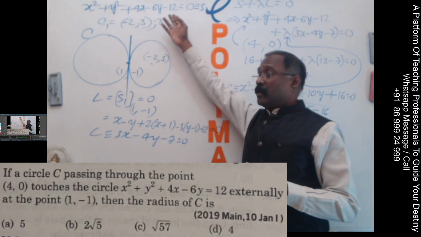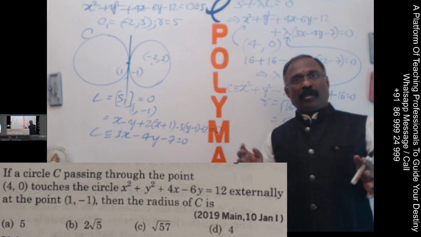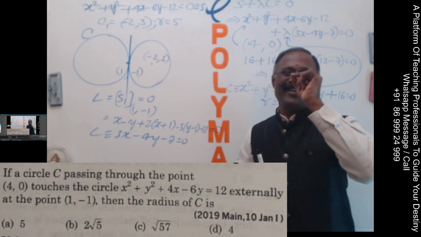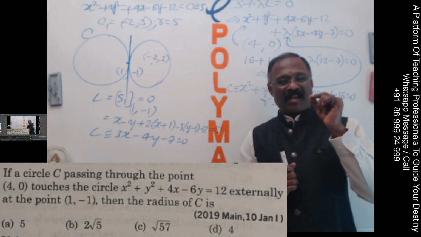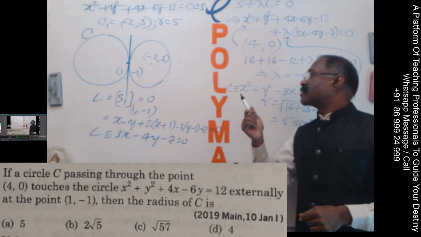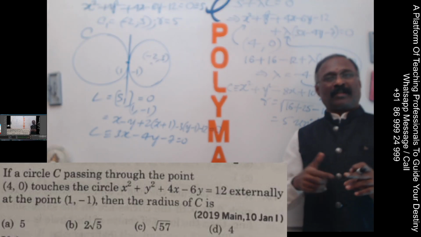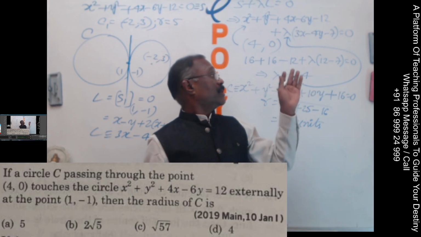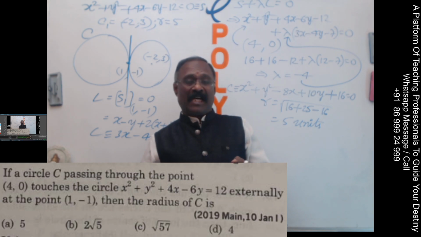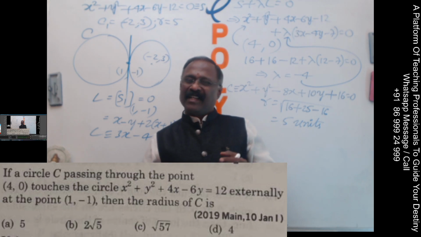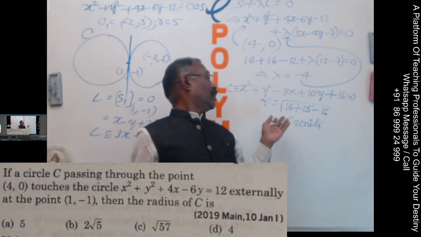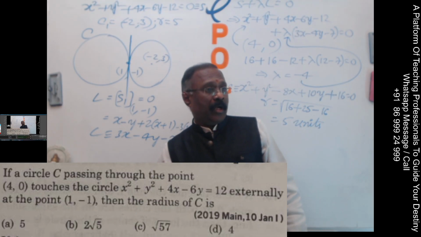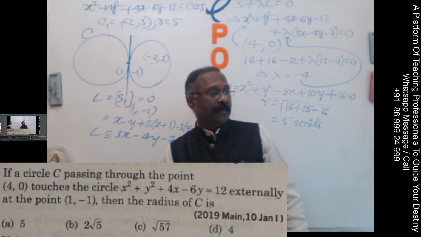The circle is already there. We applied S plus lambda L equal to 0. But to get the required circle, you must have an extra condition. What is the extra condition given here? It is passing through (4, 0), and hence we substituted (4, 0), and thereby we got lambda. That means we are getting a particular circle in the system. That particular circle, we have got it to be this one, and its radius we counted. That's it, please.